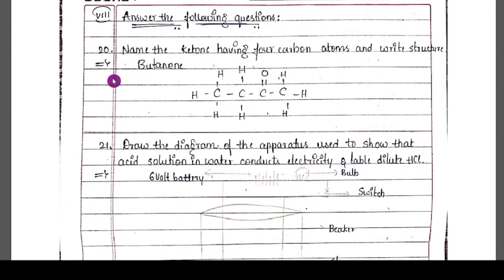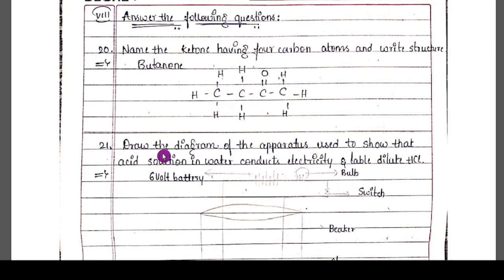8th mark, answer the following questions. 20th question, name the ketone having 4 carbon atoms and write the structure. They have given 4 carbon atoms, that means it will be butane. They asked for the ketone, that means butanone, so this is the structure I have given.